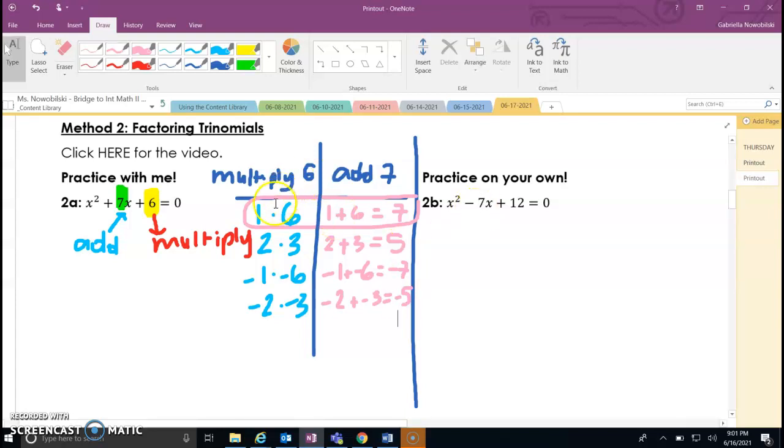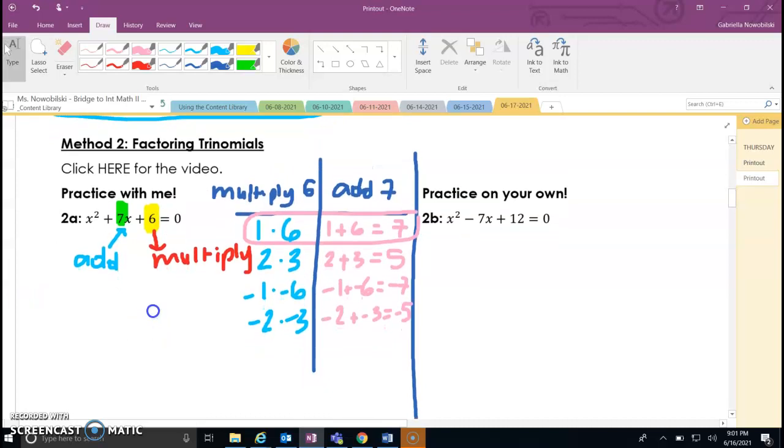Okay, so this is going to be the magic pair here, the number 1 and the number 6, because it multiplies to 6 and 1 plus 6 will add to 7. Okay, and this is the way we factor it out. So you're going to start with 2 sets of parentheses.